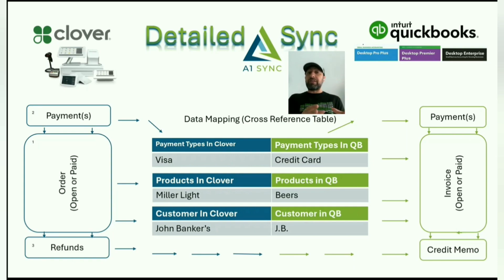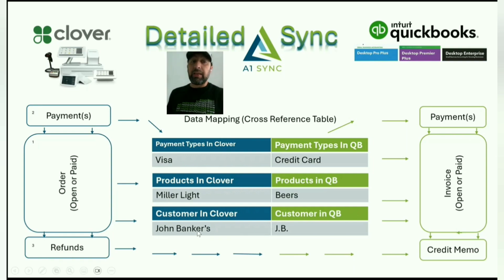We'll give them the cross-reference table. We'll take all of the products that are coming in from Clover that are beers, and you can just point them all to beer, just one product that's on QuickBooks, or any combination of that, right? So the cross-reference table will enable the merchant to have a certain set of products in QuickBooks and another set of products in Clover, and be able to have this integration flowing where Miller Lite is coming in from the order on Clover, and it's going into beers in QuickBooks.